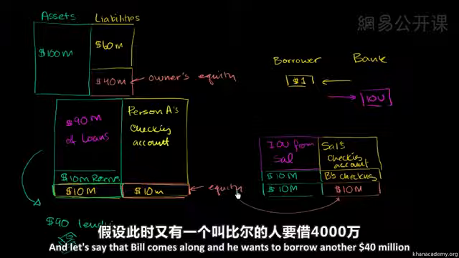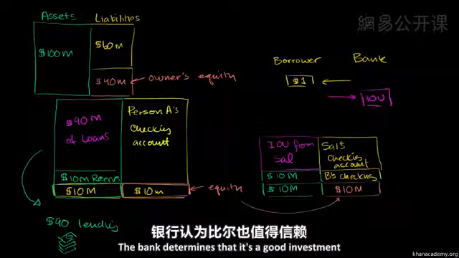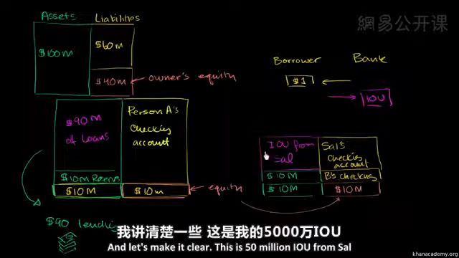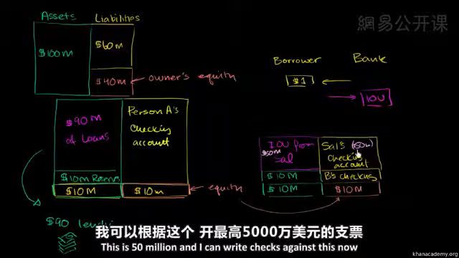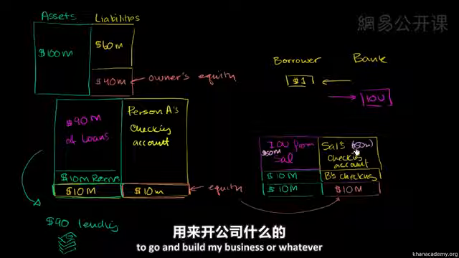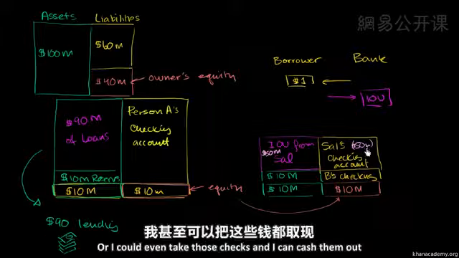Let's say Bill comes along and he wants to borrow another, let's say, $40 million, and the bank determines that it's a good investment. And just to make clear, this was a $50 million IOU from Sal, and I have $50 million worth of, I guess I can write checks up to $50 million to go buy, this was a $50 million loan, so I can write checks against this now to go and build my business or whatever. Or I could even take those checks and cash them out.